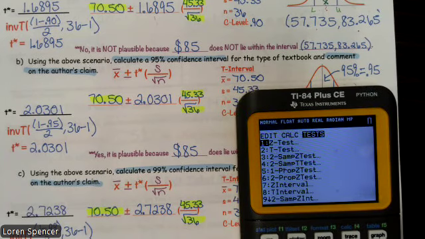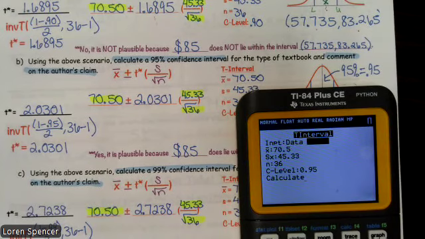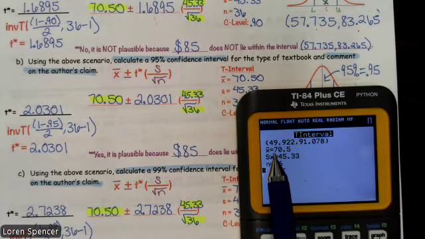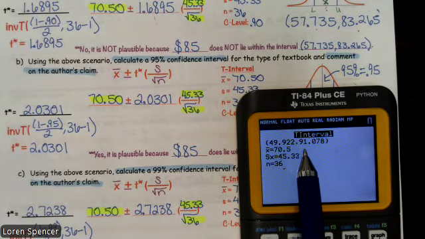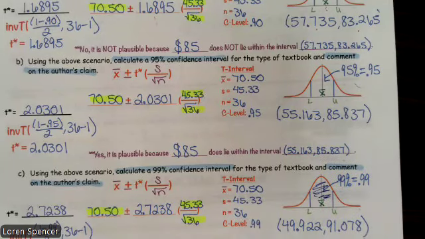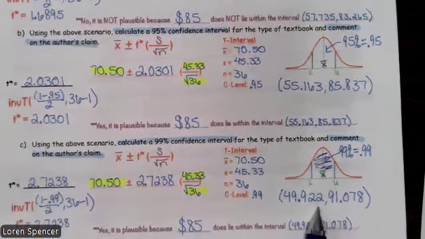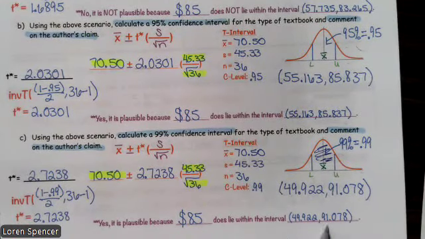And now we're ready to run the test. So stat test T interval. The sample mean is 70.5. The sample standard deviation is still 45.33. The sample size is 36, but our confidence level is now 0.99. We calculate and we find that our lower bound is even lower at $40.92, but our upper bound is even higher at $91. So there's our lower bound. That's our upper bound. That's the interval we expect it to lie within. And is it plausible? Well, yeah, it's plausible because $85 definitely lies within that interval.